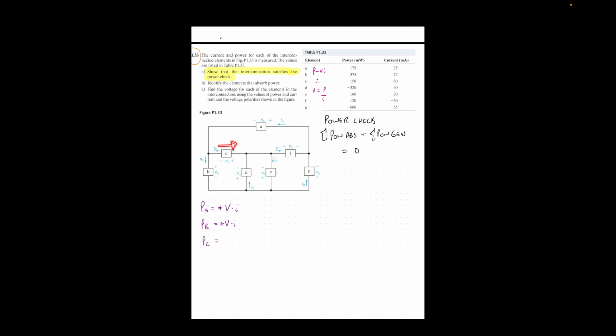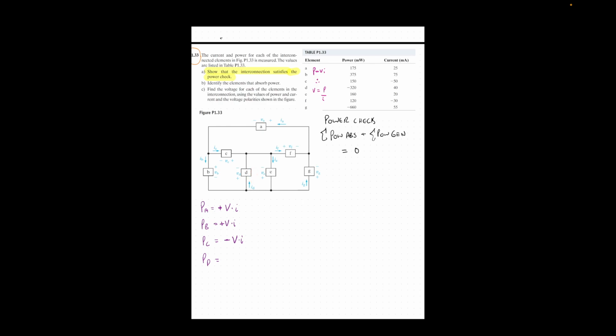Why? Because I'm entering my negative terminal and exiting my positive. Therefore, I have a negative passive sign convention. So I'm going to have negative V times I. Power D is going to be a voltage drop. Why? Again, to obey passive sign convention, positive to negative.